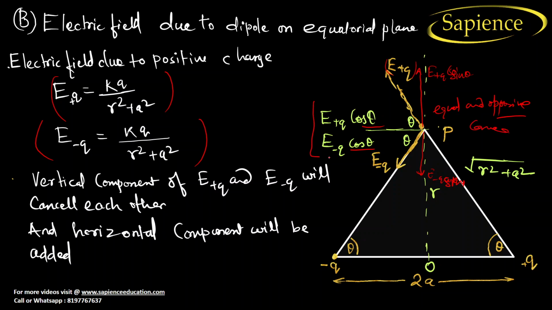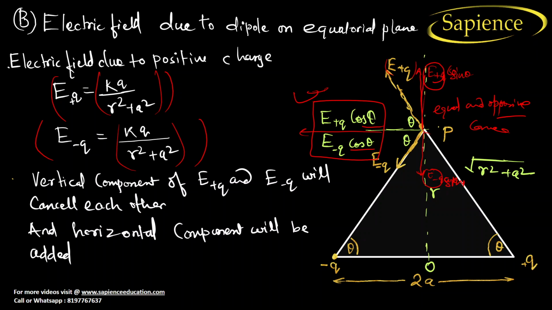So what constitutes the net electric field? These two, because they both have the same direction. Why am I cancelling here? Because the magnitudes of E plus Q and E minus Q are the same. Here it is kQ by r square plus a square, and here also E minus Q is kQ by r square plus a square. Since both are equal but opposite in direction, that's why they cancel out.